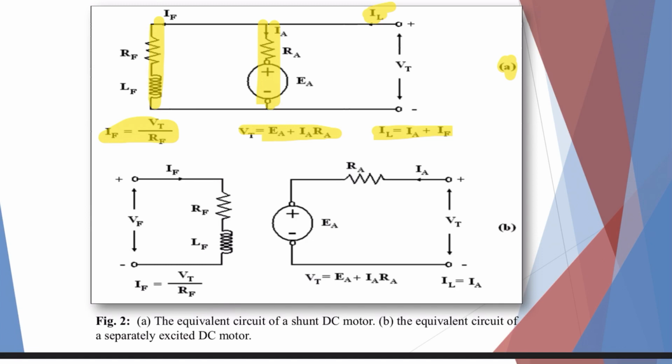The next figure, B, is the equivalent circuit of the separately excited DC motor. We have the same equation, VT equals EA plus IA RA, and now we will have IL equal to IA, and IF equals VT over RF. You have to memorize these equations when you solve problems on shunt and separately excited DC motors.